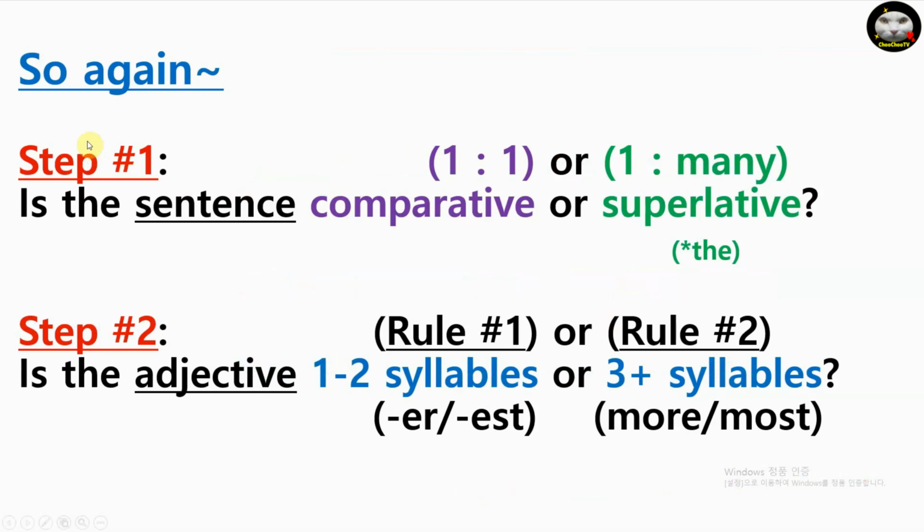So again, in step 1, we ask, is the sentence comparative or superlative? And in step 2, we look at the adjective and how many syllables it has and apply either Rule 1 grammar, ER or EST, changing the spelling of the adjective, or we apply Rule 2 for the long 3-syllable plus words, and we add more or most at the beginning before the adjective word.